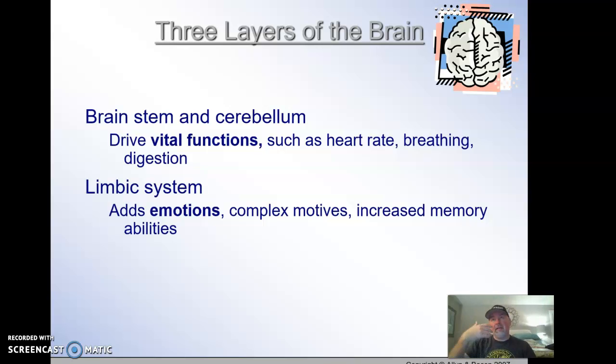So when you start thinking this is more complex, this is a little bit more human, this is where our feelings come in, this is where the amygdala comes in. And we're going to talk a lot about the amygdala. The amygdala, the hippocampus, all those parts that are not just about breathing and being alive, but about how we feel. So that's the limbic system.